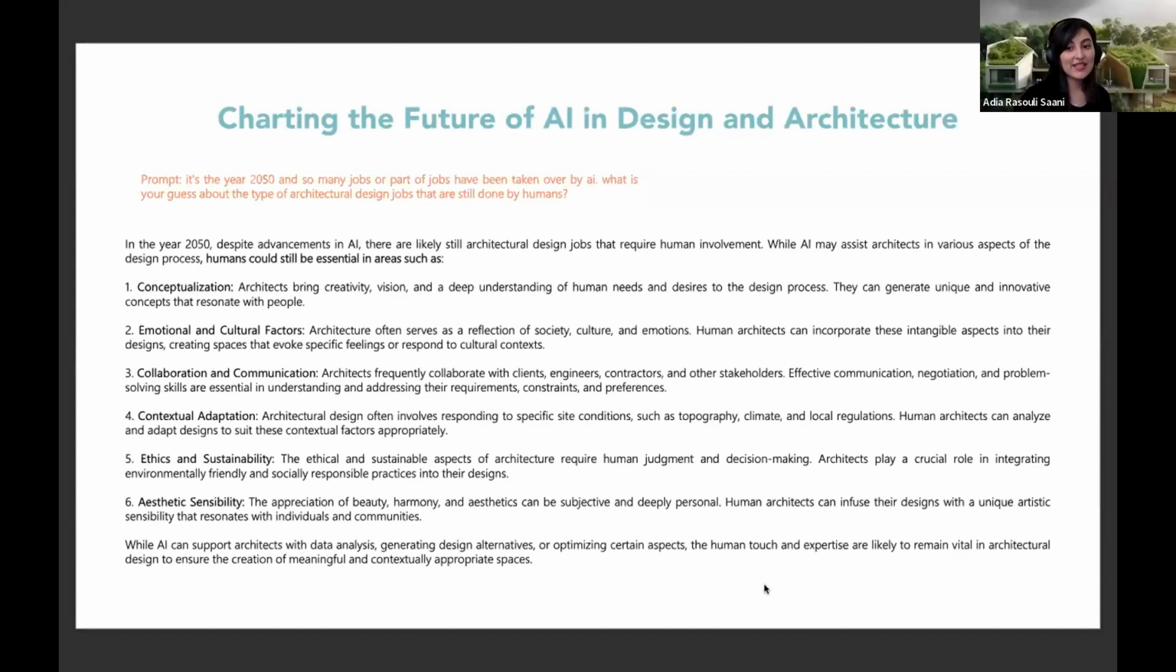Human architects can infuse their designs with a unique artistic sensibility that resonates with individuals and communities. While AI can support architects with data analysis, generating design alternatives, or optimizing certain aspects, the human touch and expertise are likely to remain vital in architectural design to ensure the creation of meaningful and contextually appropriate spaces.